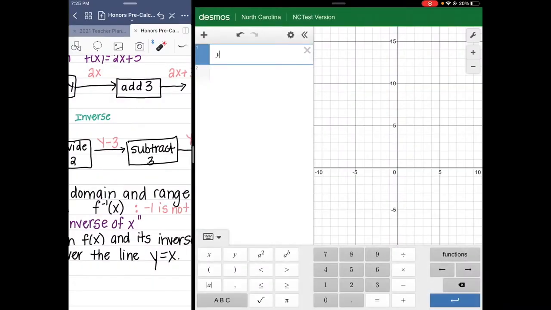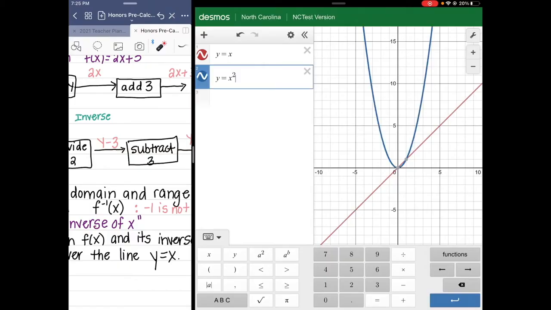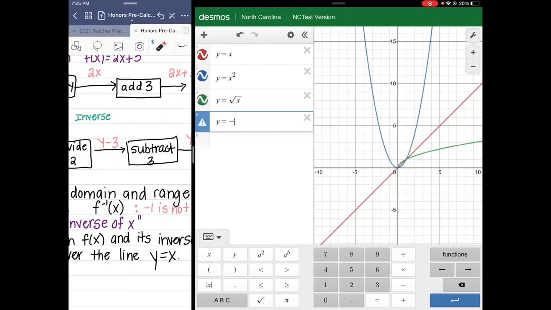So let's look at it graphically for a second. If I have the line y equals x, let's say that I start with the function y equals x squared. Well, the inverse of x squared is going to be the square root. Now, I'm going to have to be very mindful of this, and I'm going to have to do the plus and the minus, because remember, when you take the square root, there's a positive and a negative.